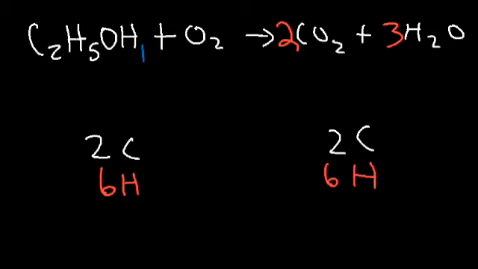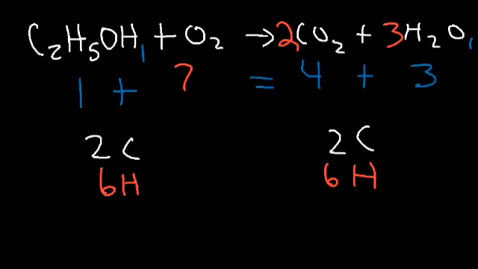So now, let's move on to the oxygen atoms. In the 2 CO2 molecules, 2 times 2 is 4. So we have 4 oxygen atoms there. 3 times 1 is 3, so we have 3 oxygens in the 3 water molecules. Notice that we have an oxygen in ethanol. So we need a total of 7 oxygen atoms on both sides.